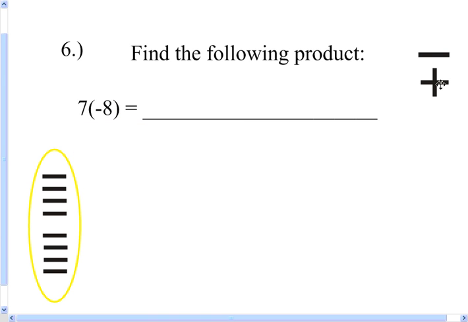Here we have the plus and the minus, the integer tiles that we've been using to show addition and subtraction problems. And we can use them to show multiplication problems as well. Here we have this problem, 7 times negative 8.